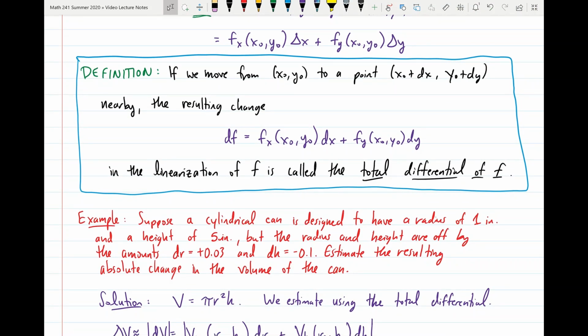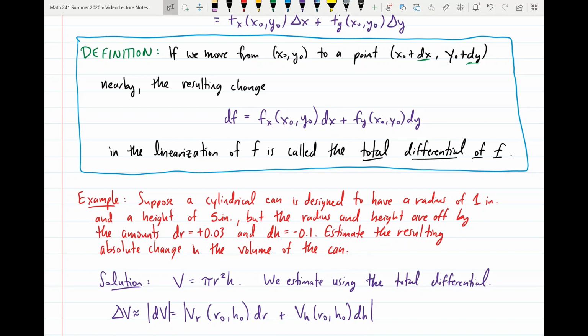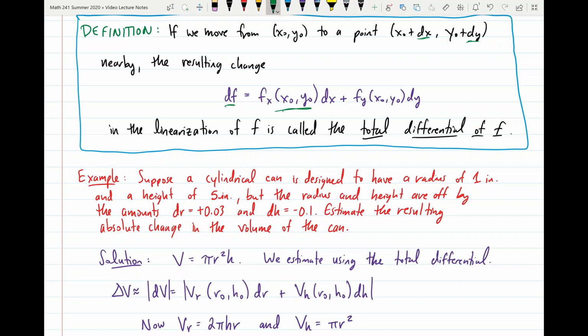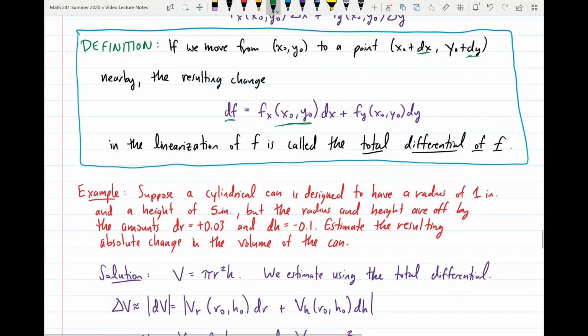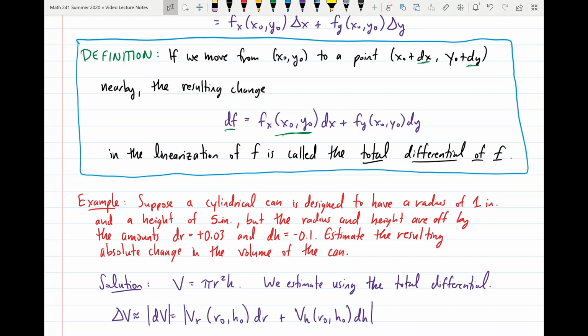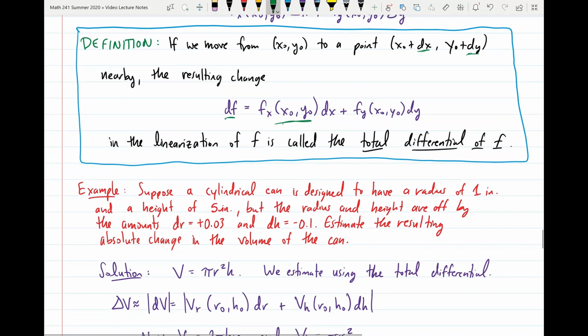So if we move from x naught, y naught to a point x naught plus dx, y naught plus dy, so these are just increments that we're moving away from x naught nearby, then the resulting change df is equal to the partial derivative with respect to x at x naught, y naught times dx plus partial y at x naught, y naught times dy, in the linearization of f. So here we're specifically talking about L of x,y, which is called the total differential of the function f.